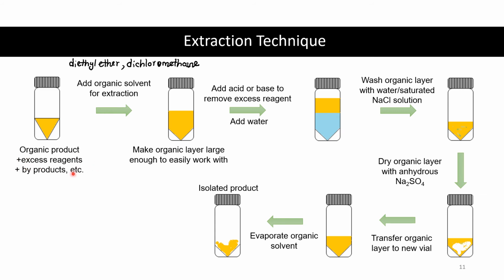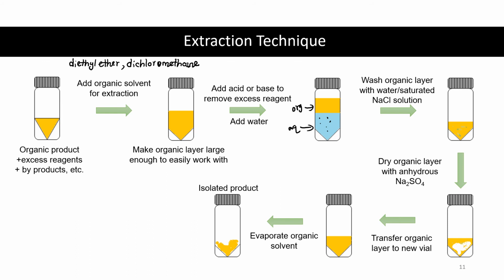So if it so happens our excess reagents or byproducts are something we can convert into an ionic molecule by reacting with the acid or a base, we will wash the organic layer with the respective acid or base to convert those extra reagents into ionic form, so they will move to the aqueous layer. So this is the aqueous organic, so they will move to the aqueous layer and we can remove them by removing the aqueous layer.